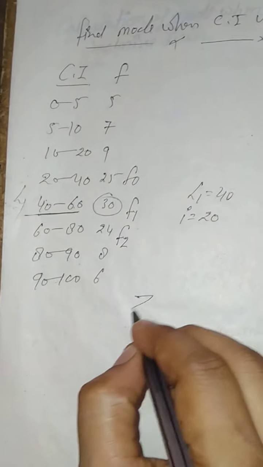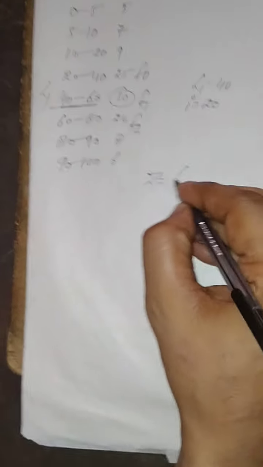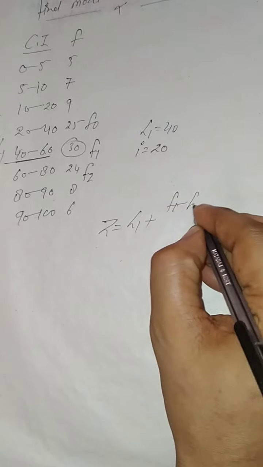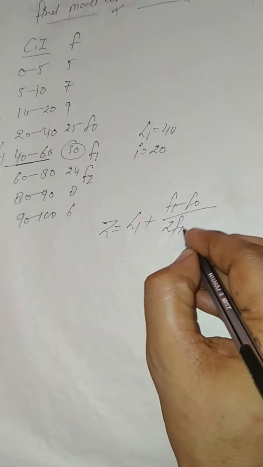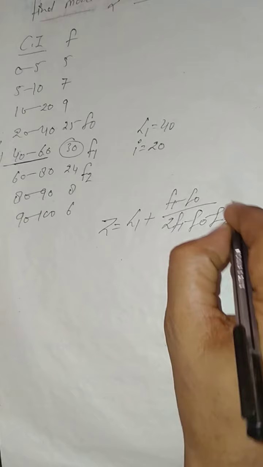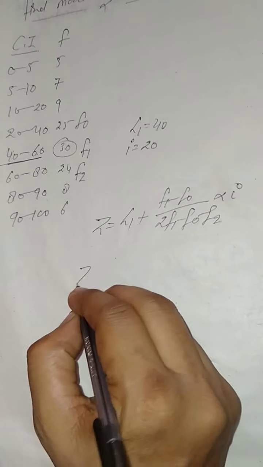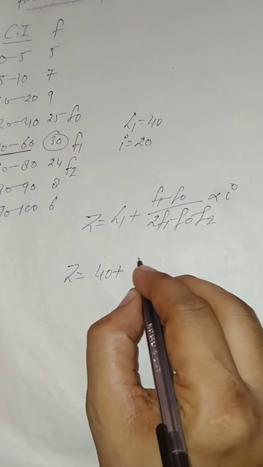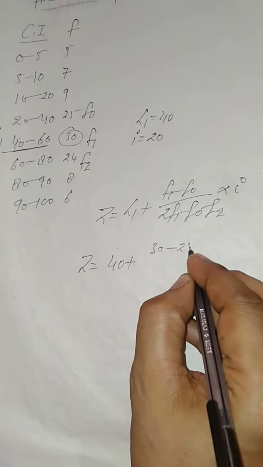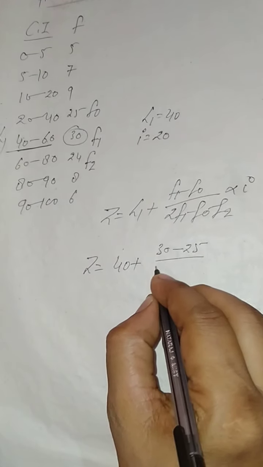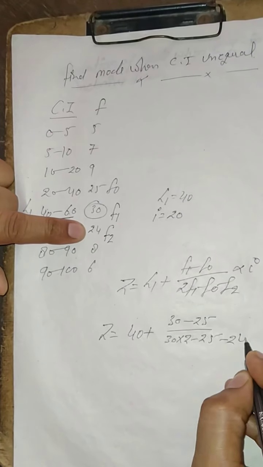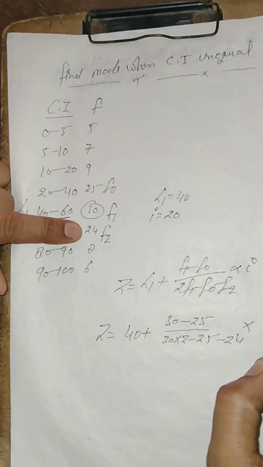After that you will apply the formula: Z is equal to L1 plus (F1 minus F0) divided by (2 F1 minus F0 minus F2) into I. So Z is equal to L1, 40, plus F1 30 minus F0 25, divided by 30 into 2 minus 25 minus F2, that is 24, into I, 20.